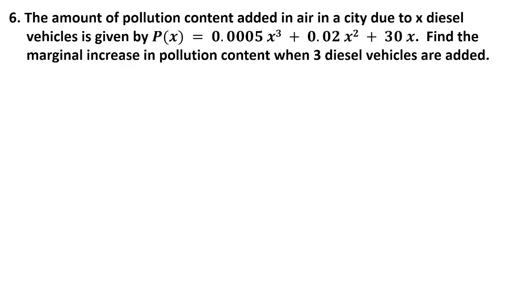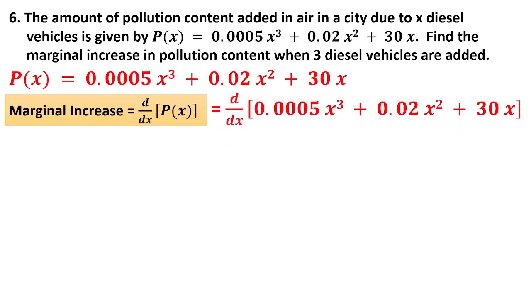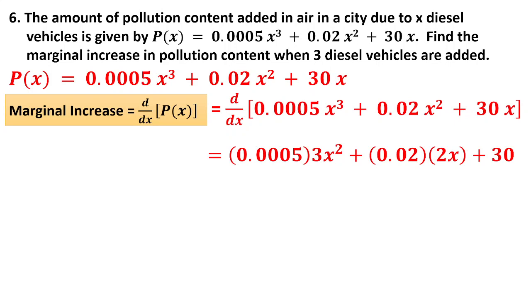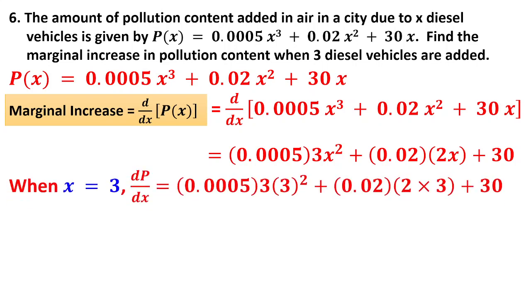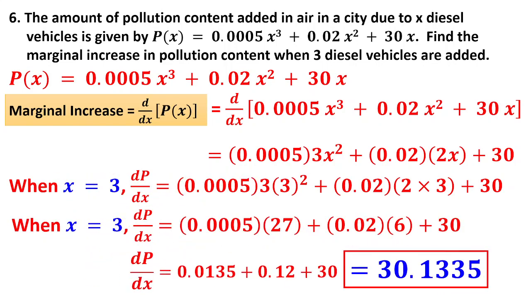Now another problem is on the marginal increase. Whenever the word marginal comes, you have to find the derivative. I am finding the derivative; marginal increase is d by dx of p of x. I have done it: 3x square and 2x are the derivatives, and derivative of 30x is 30. Now they want, when the 3 diesel vehicles are added, so they want it at x equal to 3. I am putting x equal to 3, doing the calculations, and it is coming as 30.1335. Whenever you are finding marginal increase and all, you have to find the first derivative.